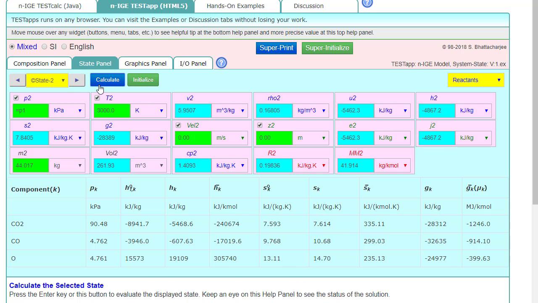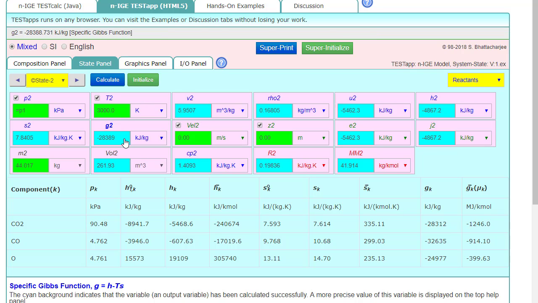Right, now for state 2, we recalculate, and we get a Gibbs function of negative 28,389 kilojoules per kilogram. Before it was negative 28,255 with composition A. So this is lower, so composition B is more likely at 3000 Kelvin.